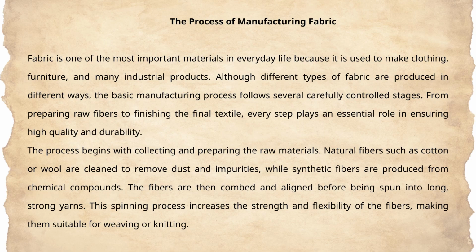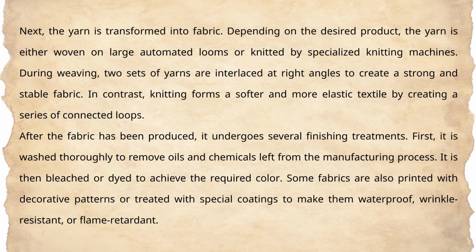quality and durability. The process begins with collecting and preparing the raw materials. Natural fibers, such as cotton or wool, are cleaned to remove dust and impurities, while synthetic fibers are produced from chemical compounds. The fibers are then combed and aligned before being spun into long, strong yarns. This spinning process increases the strength and flexibility of the fibers, making them suitable for weaving or knitting.